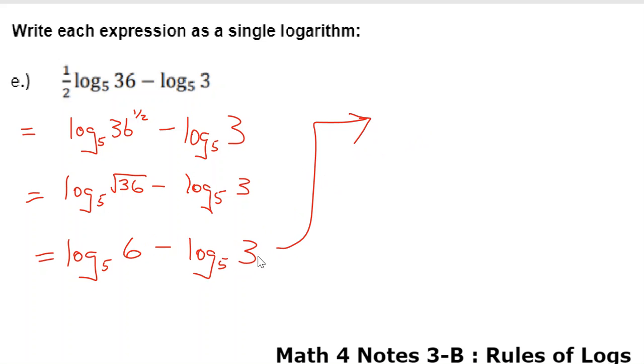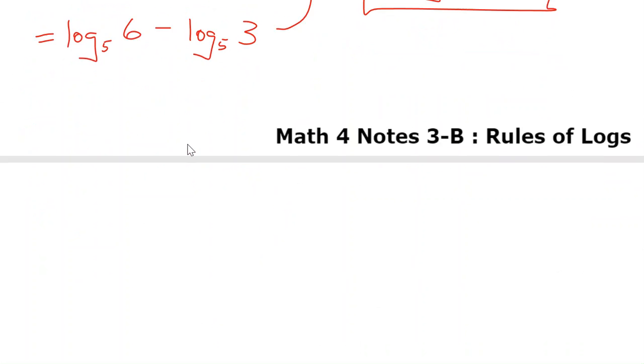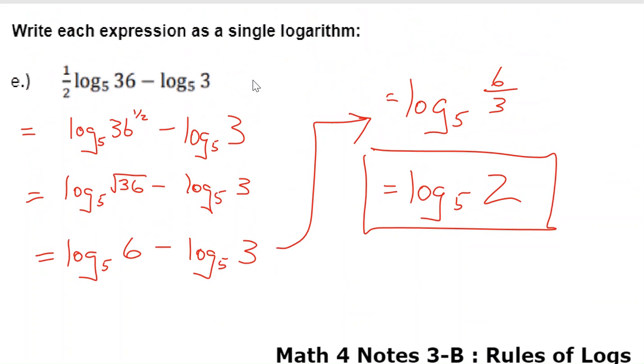And when I am subtracting like this, especially when the bases are the same, I can do division, which means I can simplify that to that. And that is the end of our notes for section 3B.